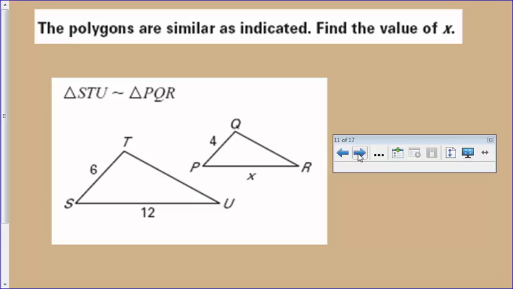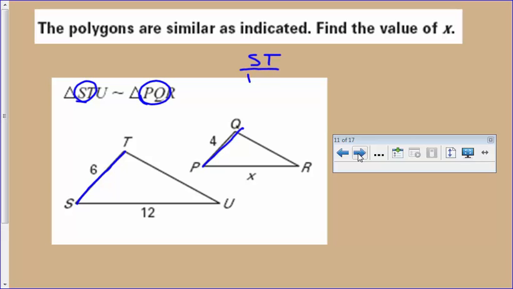All right, so these polygons are similar as indicated, so we're telling you they're similar. So now we want to be able to find the value of x. The first thing I'm going to do is figure out, well, okay, how do I write the proportion? What do I do? I've got ST, so I want to figure out what does ST go with, and looking at the other side, we've got PQ. So I can set that up.